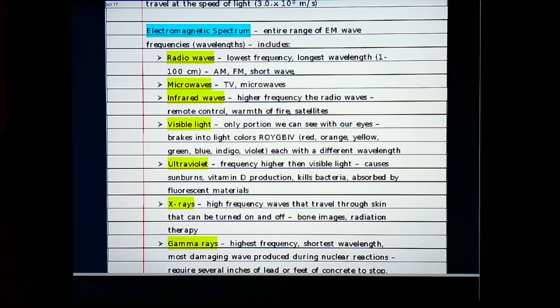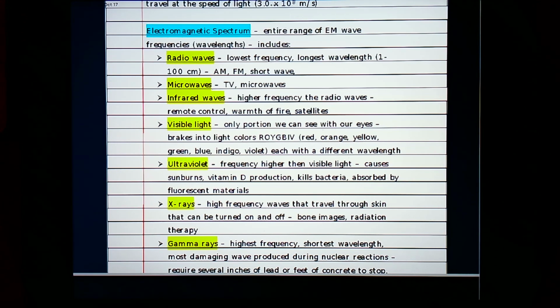Remote controls use an infrared wave. Years ago, they might have used little lasers or something like that. Now they use infrared waves. Those waves actually get there a whole lot quicker. Also, some satellites use infrared waves for things like heat detection.